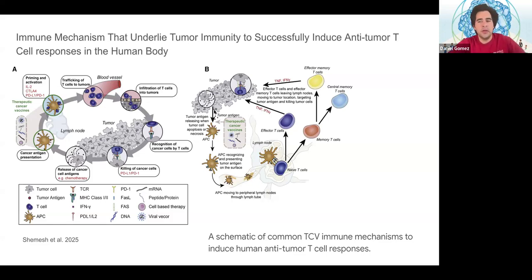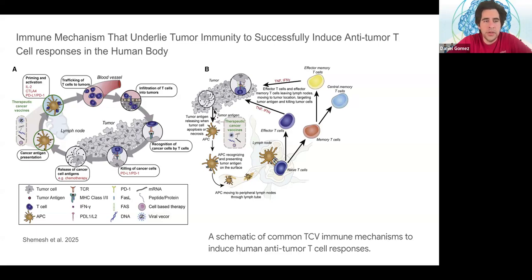So the immune system underlies tumor immunity and successful induced anti-tumor T cell responses in the human body. It's located in the lymph node and tumor. So what happens is you have a priming of activation, where we see IL-2, CTLA-4, and PD-L1 and PD-1 interacting in the lymph node with these therapeutic cancer vaccines. So there's cancer antigen presentation.